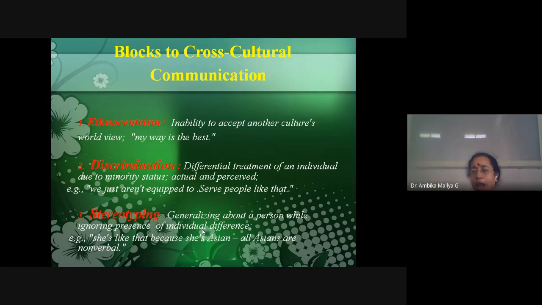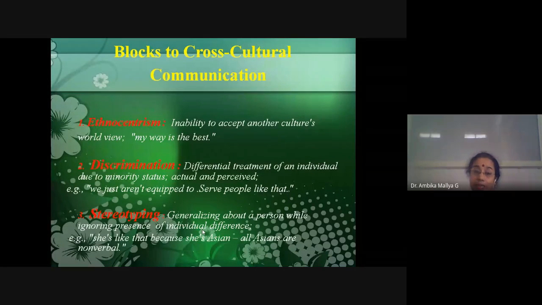Okay, what are those? When the barriers are present, communication doesn't happen. Whether we like it or not, barriers are a part of communication. They are bound to be there. For example, you have ethnocentrism. What do you mean by ethnocentrism? Ethno has something to do with ethnic background. It's like culture centrism. It is the inability to accept somebody else's culture or their worldview. It's always like my way is the best. That is a very huge block when it comes to cross cultural communication.